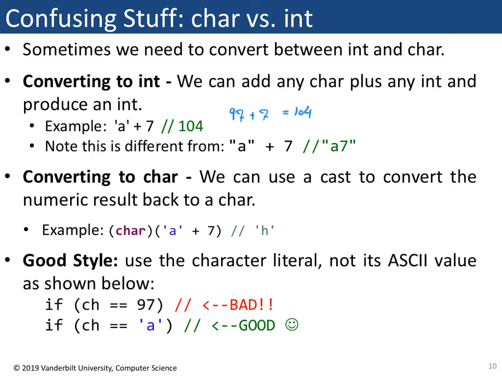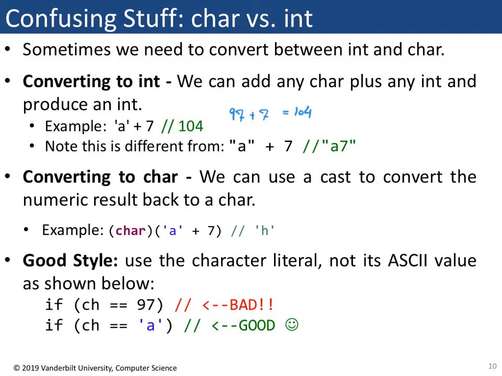Since a char is actually fundamentally written down as an integer, we could have a char variable called ch. So this is a variable called ch with the data type char, and it contains some character, and we want to know if that character is an A. Well, there's two ways we could go about this. We could test to see if the variable ch is equal to the number 97, the integer literal 97. This would test to see if ch contained the character A or not.